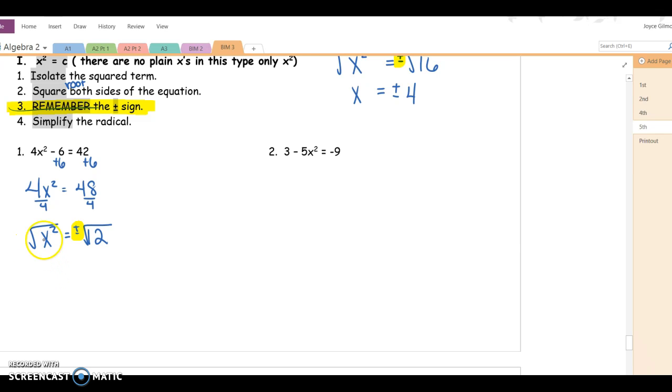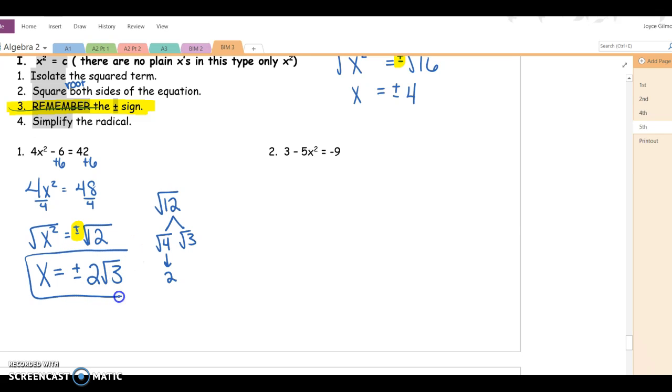On the left side, the square root and the square cancel each other out, so we have x equals plus minus. We need to simplify the square root of 12. So over to the side, I'll take the square root of 12 and simplify it. What perfect square can we divide out of 12? 4. So the square root of 12 simplifies to 2 times the square root of 3. x equals positive or negative 2 times the square root of 3.